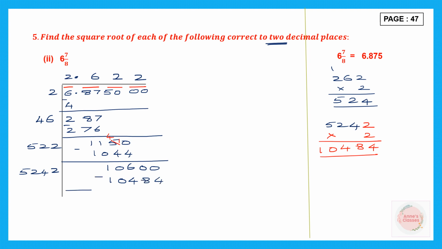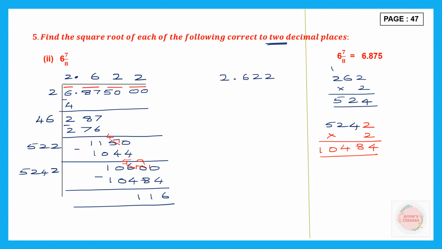So that is 10,484 minus. Now let's borrow from here. So this is 10, 9, 10. 10 minus 4 is 6. 9 minus 8 is 1. 5 minus 4 is 1. So we're going to stop with this because we have to write to 2 decimal places and we've got 3 decimal places already.